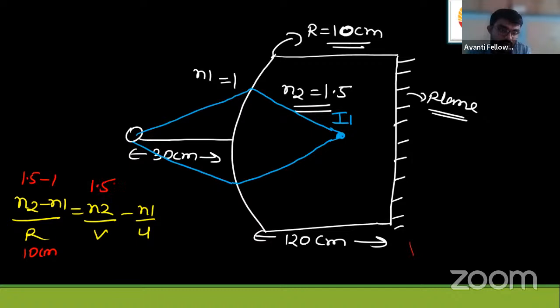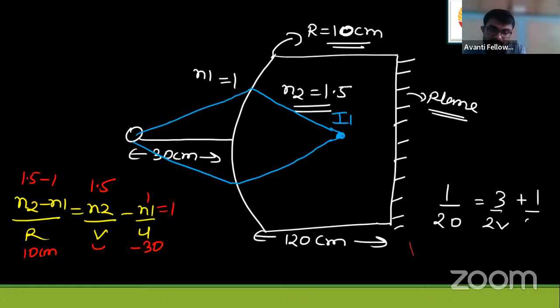N2 is 1.5. V we don't know. N1 is 1. U is minus 30 by sign conventions. Solve it. What is the answer? Anyone? This will be 1 by 20, equals 3 by 2V plus 1 by 30. So when we solve 1 by 20 minus 1 by 30, we'll get the answer. One of the students has given the answer, 90 centimeters. Excellent, Barsha. Your answer is right.